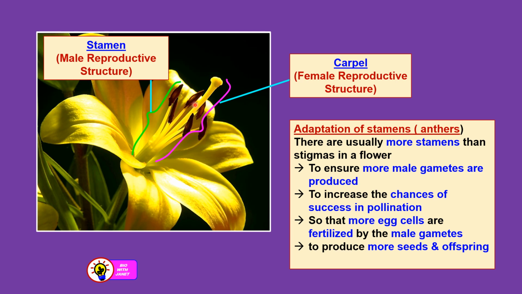So if this happens and the chances of success in pollination increases, then more egg cells will be formed when fertilization occurs in the ovary. And then more egg cells are fertilized by the male gametes to produce more seeds and more offspring for the survival of the plant species.